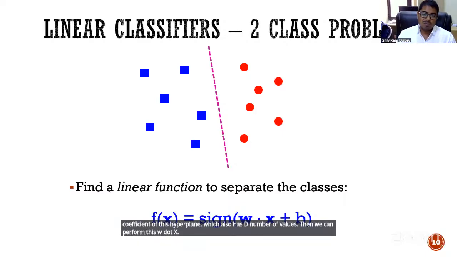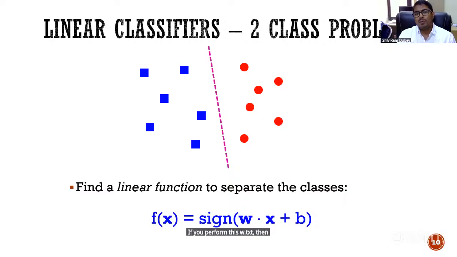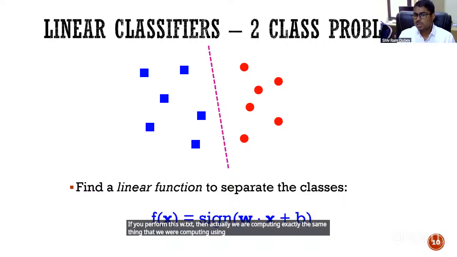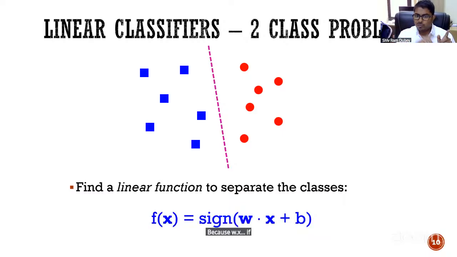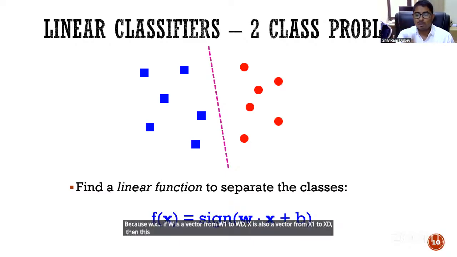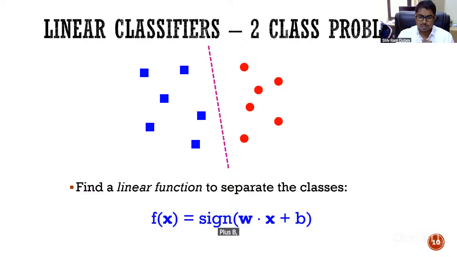If we perform this W dot X, then actually we are computing exactly the same thing that we were computing using the equation of this hyperplane. Because W dot X, if W is a vector from W1 to WD, and X is also a vector from X1 to XD, then this W dot X is nothing but W1 into X1 plus W2 into X2 up to WD into XD. Plus B is basically the bias term here.